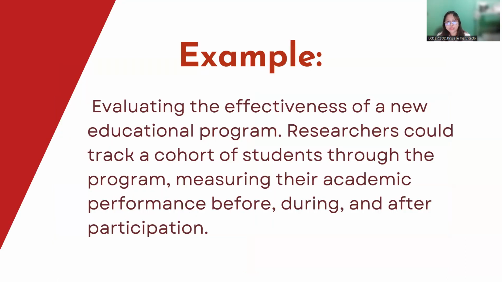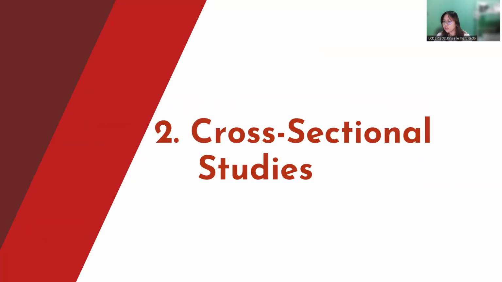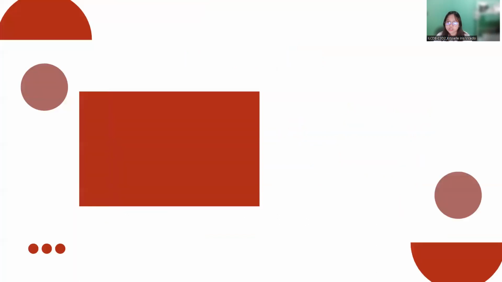So as an example, evaluating the effectiveness of a new educational program, researchers could track a cohort of students through the program, measuring their academic performance before, during, and after participation. Next is the cross-sectional studies.